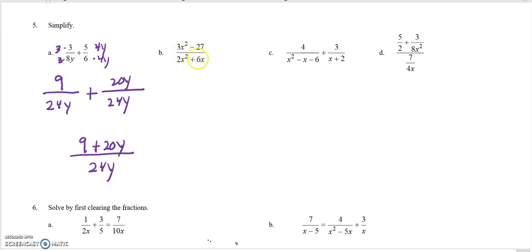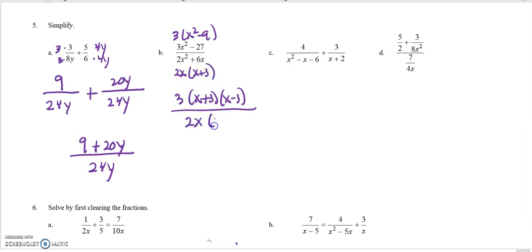On B, we just can't start canceling. We have to factor. We can factor out a 3, and then the x squared minus 9 factors farther. Here I can take out a 2x, and that will not go any farther. So if we factor the numerator and denominator, we have that. Now, not a lot of canceling, but I can cancel the x plus 3's. So I have 3 times x minus 3 all over 2x. We cannot cancel those x's.